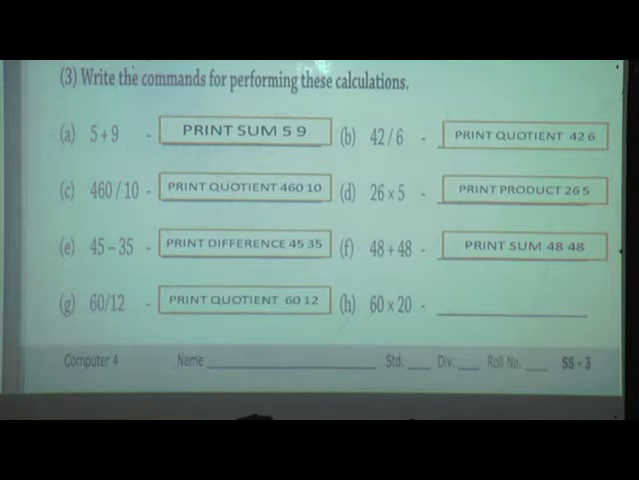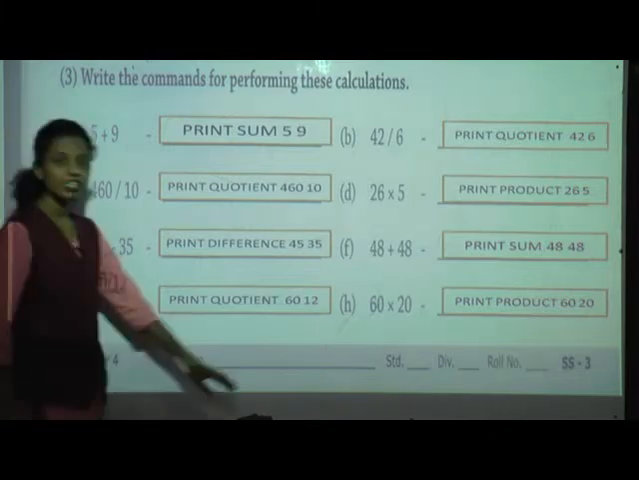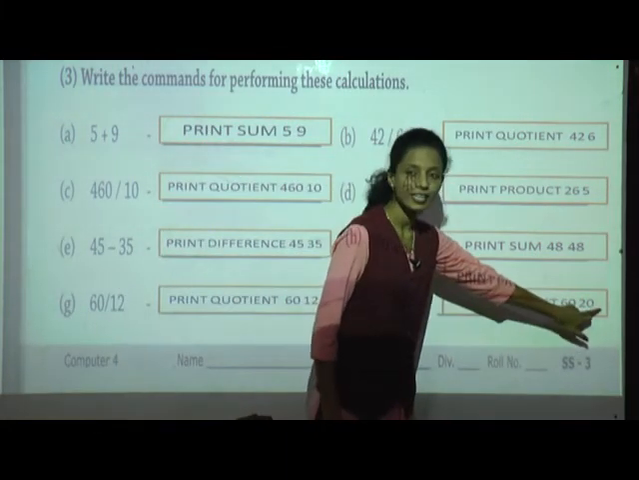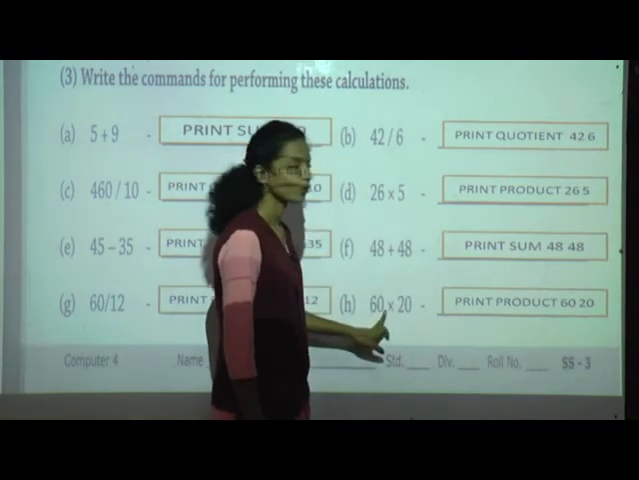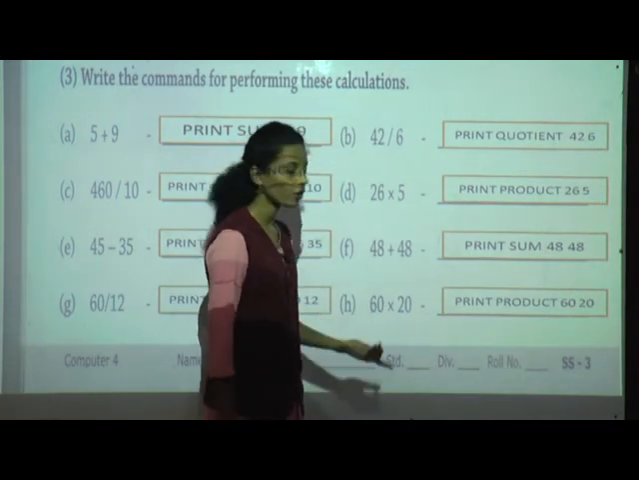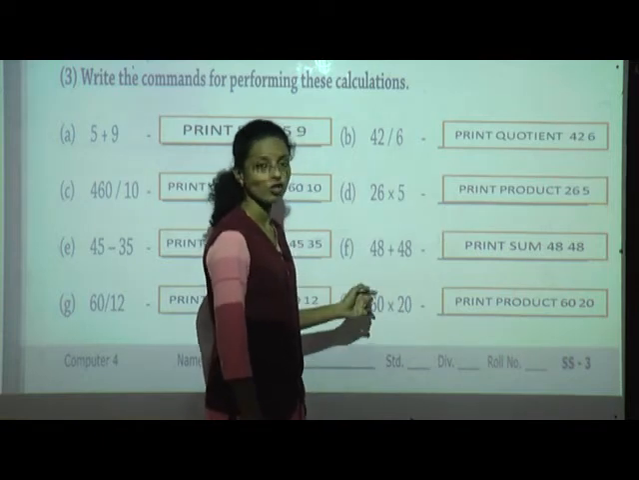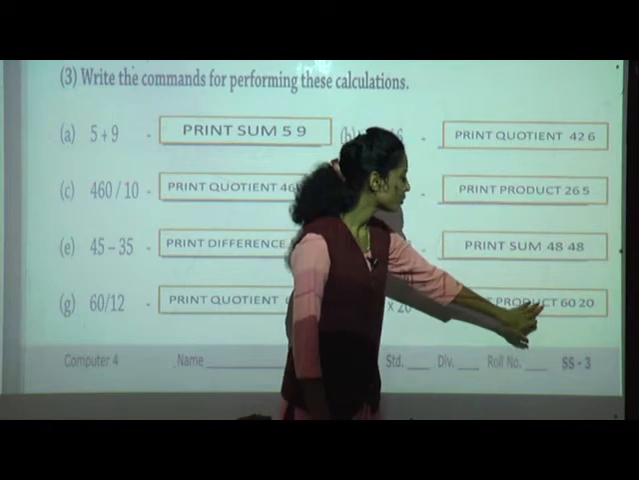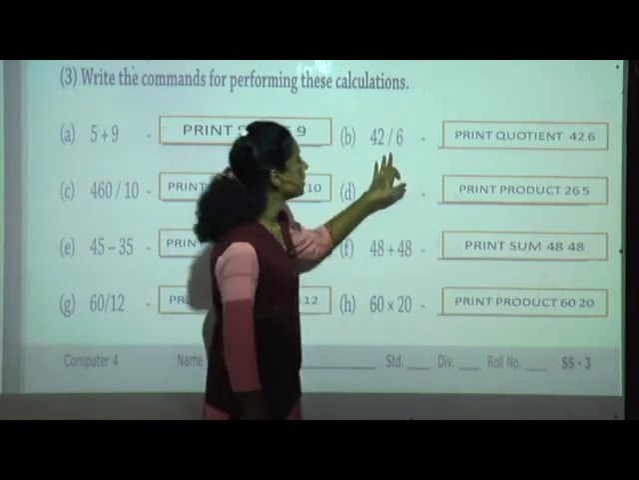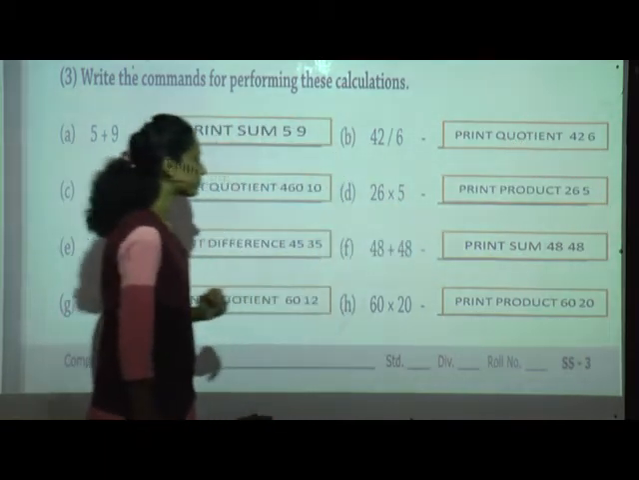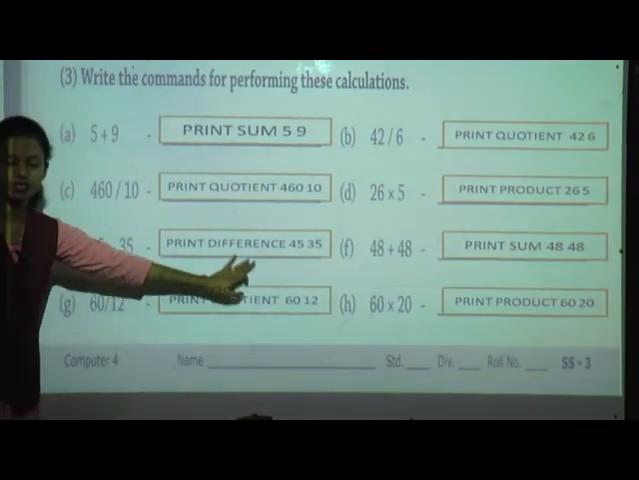Now the last one, which sign is it? It is multiplication, right? What are we using for multiplication? We are using product. Print product 60 20. Whichever numbers are given here, we can write directly, but for these operations we have to perform them in Logo, and Logo understands only Logo instructions or commands. That's why we must use product. If it is addition, then sum. If it is division, then quotient. If it is subtraction, then difference.